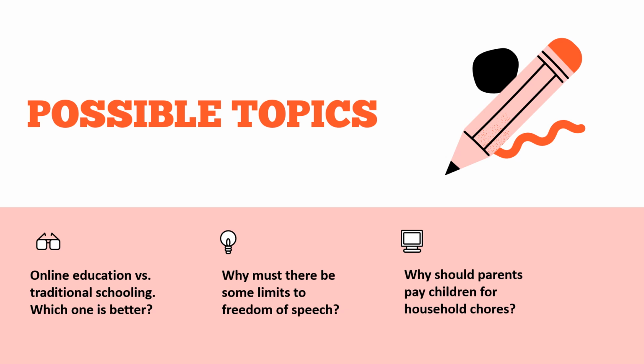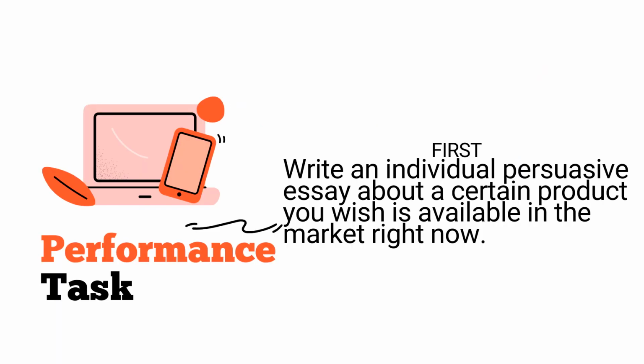So, in writing persuasive essay, these are some of the possible topics. Online education versus traditional schooling, which one is better? Why must there be some limits to freedom of speech? Or it can also be, why should parents pay children for household chores? Okay, so these are some of the possible topics in writing persuasive essay. So as long as there are two sides in a particular topic, it is possible that you can write a persuasive essay about it.